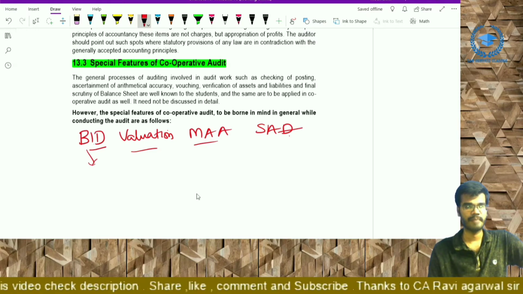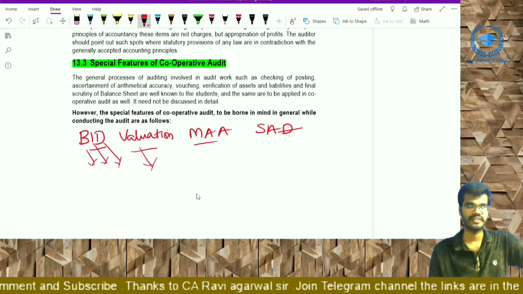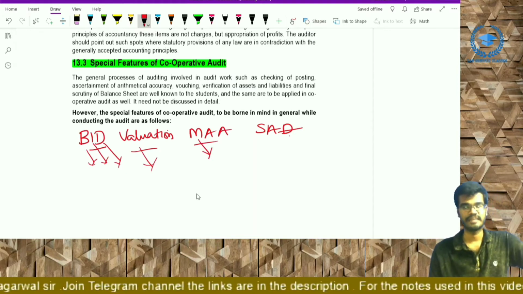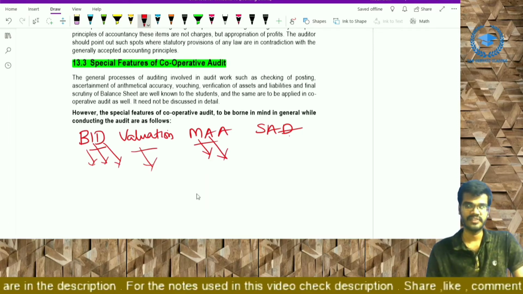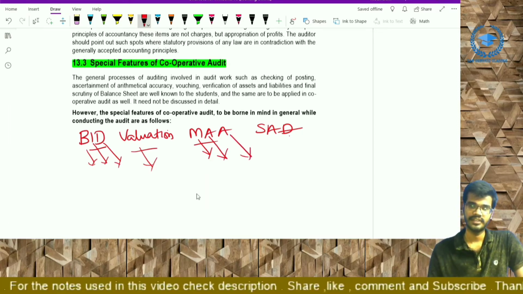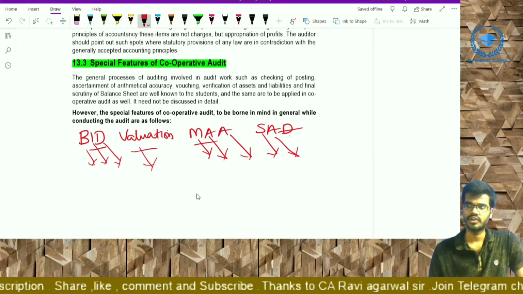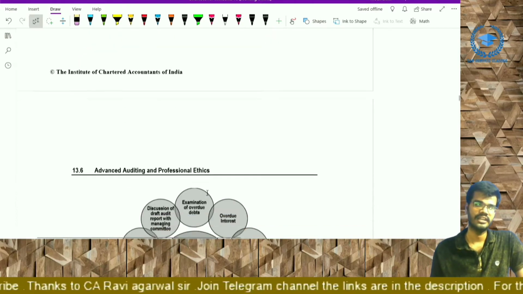B means certification of bad debts. I means overdue interest. Then examination of overdue debts, valuation of assets and liabilities, members register, examination of members register with their passbooks, and adherence to the cooperative principles, observation of the provisions of the act, special report to the registrar. Here A is audit classification of society, and D is draft report, right? This is the shortcut, right?